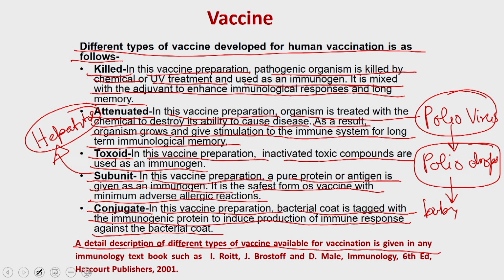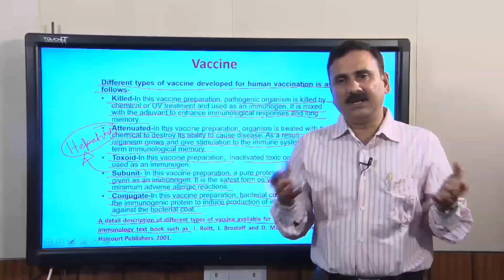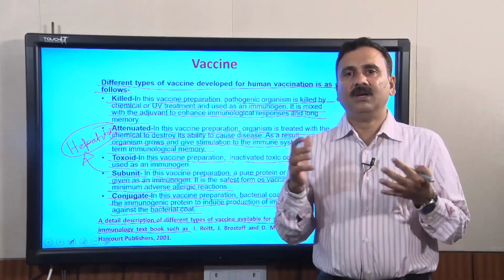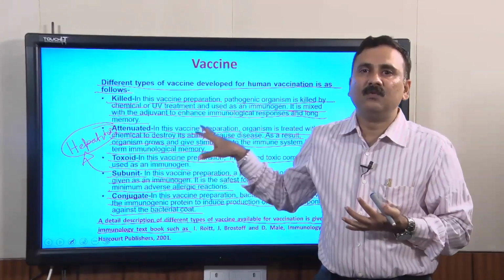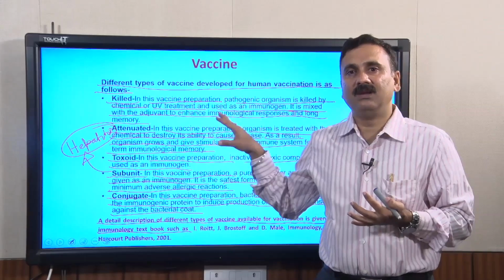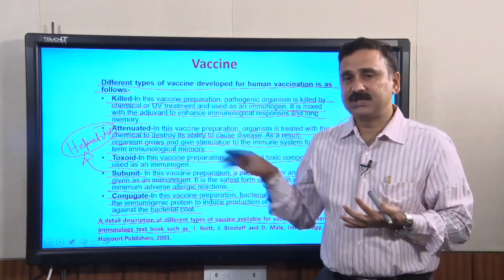If you are interested in knowing more about these different types of vaccines or how vaccination is done, you can follow any immunology textbook, such as Roitt's immunology, or Janeway's immunology. Any standard immunology book can be referred to for this purpose if you would like to study more about vaccinations.